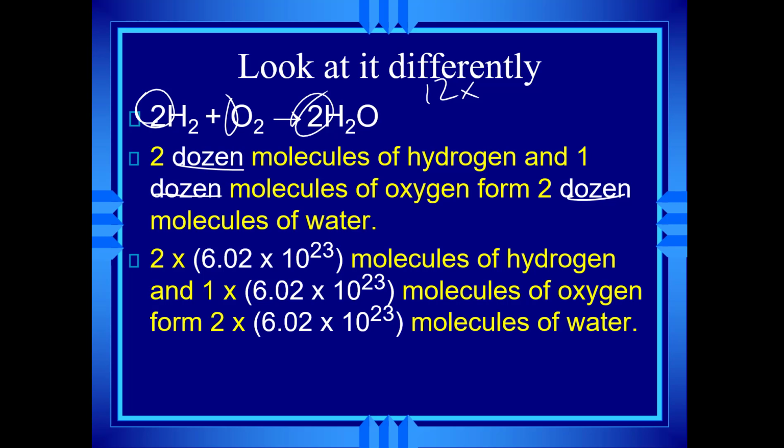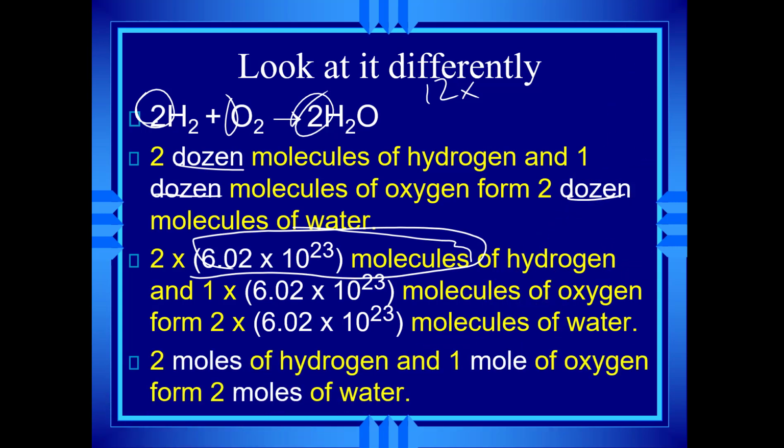Just a big number, right? It would still work. But I do not want to write 2 times 6.02 times 10 to the 23rd molecules of hydrogen. There's another way of writing that that's a lot shorter. I can replace all of this with one word. That's 2 moles of hydrogen and 1 mole of oxygen makes 2 moles of water.